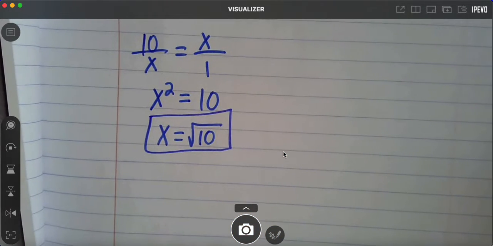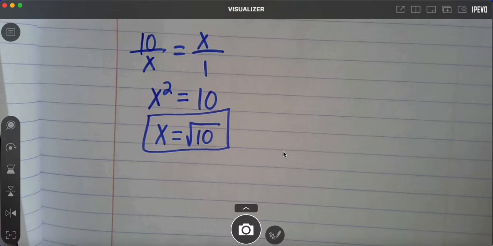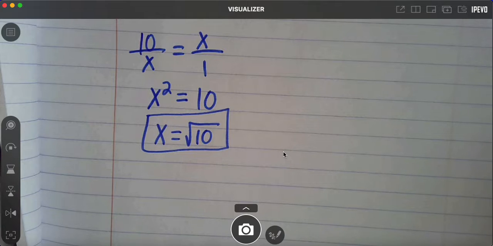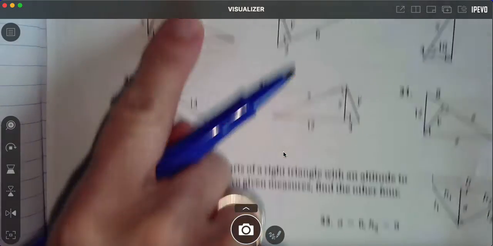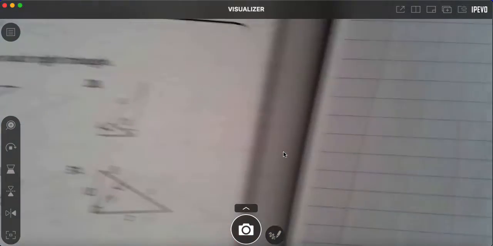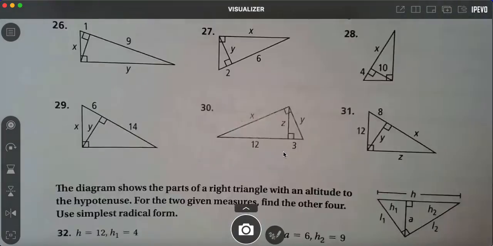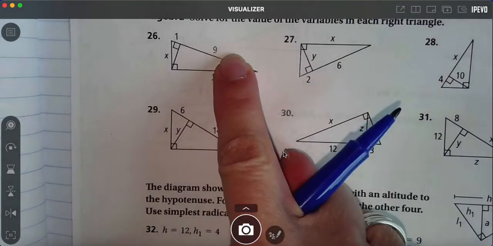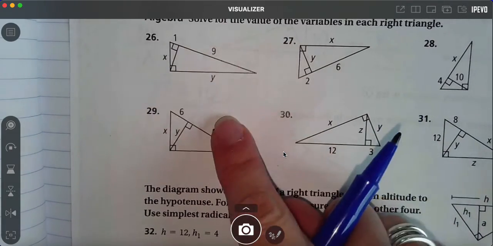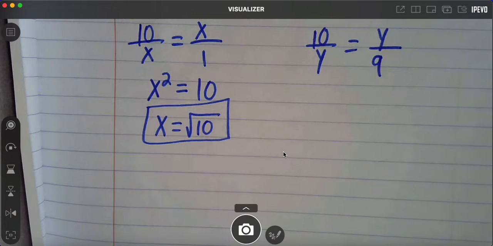Now let's do the y. Do y'all want me to give y'all a second to write something down? Okay, for the y, again, what's the length of that whole side? 10. And I'm looking for my y. So I put 10 over y equals y over, now on this one, what does the y go with? The 9. Does everybody see that that segment adjacent to it is the 9? So are y'all kind of getting that concept a little bit? I worry about on the test y'all remembering it, but we'll have plenty of examples.